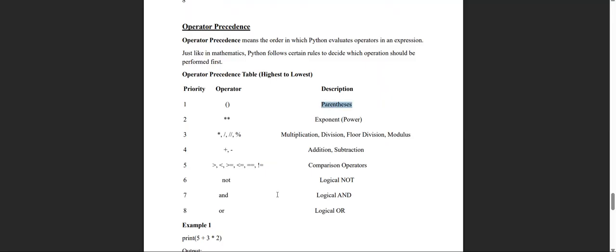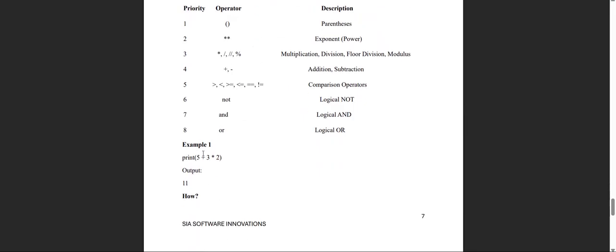Parenthesis has highest priority. So in the example, we are taking 5 plus 3 into 2, the output is 11. So if this example has parenthesis, then the output will be, can you guess? Then the output will be 16. How? Like the first step is 5 plus 3 equal to 8. And the second step is 8 into 2 equal to 16. So the output will be 16.